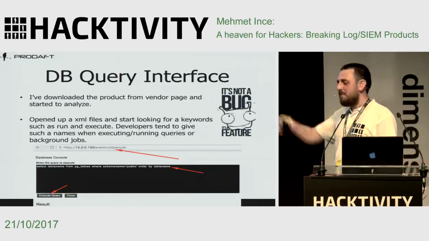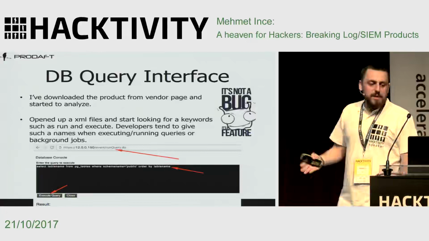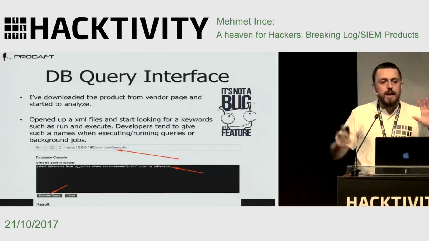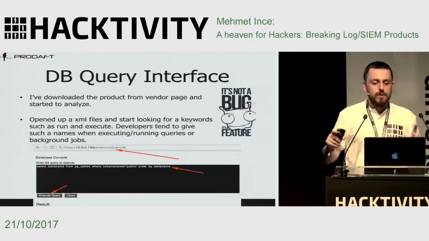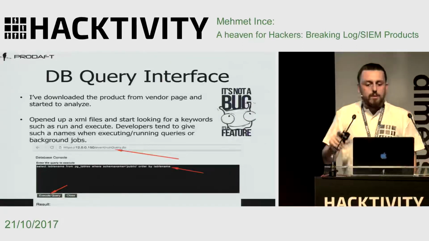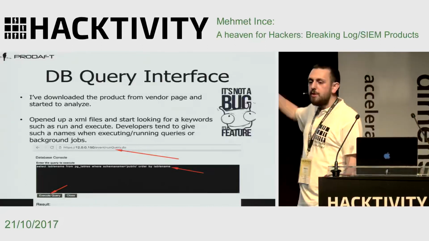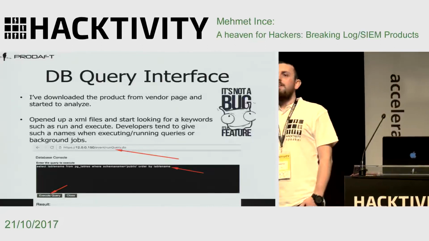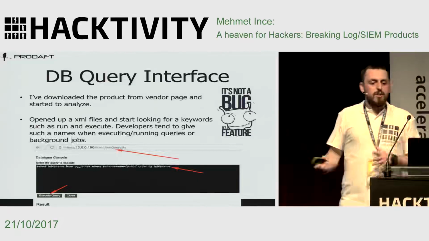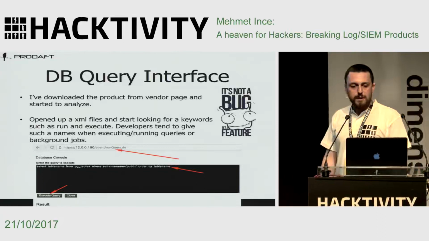Okay, we downloaded the latest version of the product from the vendor page again, and we opened up all the XML files because you can see the endpoints and the associated class definitions. And we started looking at special keywords like run, like execute, because all the developers love to use those kinds of keywords for the endpoints when they are executing queries or calling background jobs, which can have very sweet vulnerabilities in there.